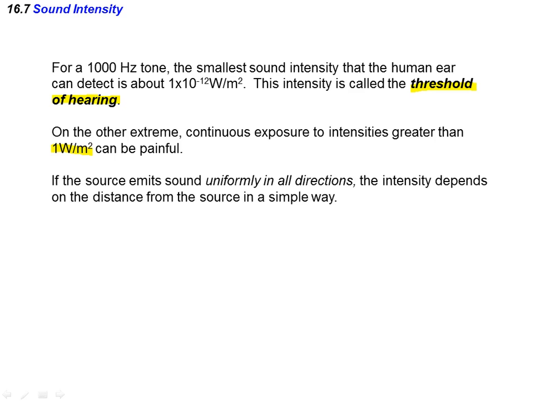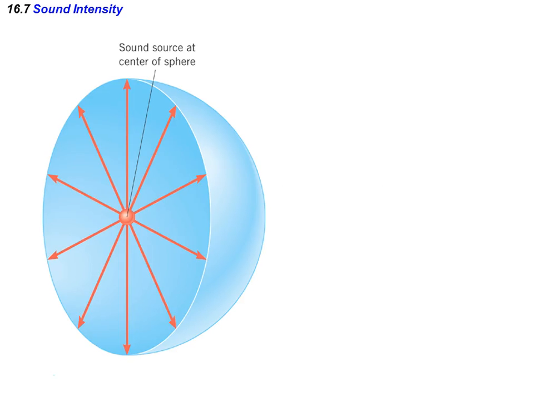If the source emits sound uniformly in all directions, then the intensity depends on the distance from the source in a pretty simple way. The key is it has to emit uniformly. A speaker is not going to emit uniformly in all directions, but a tuning fork is going to be pretty close, going in all 3 dimensions. So it's going to propagate out in a spherical waveform, where the source is at the center of this spherical shell.